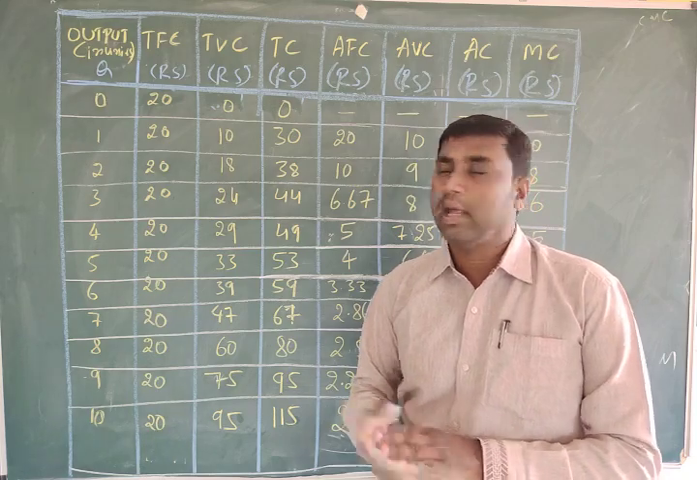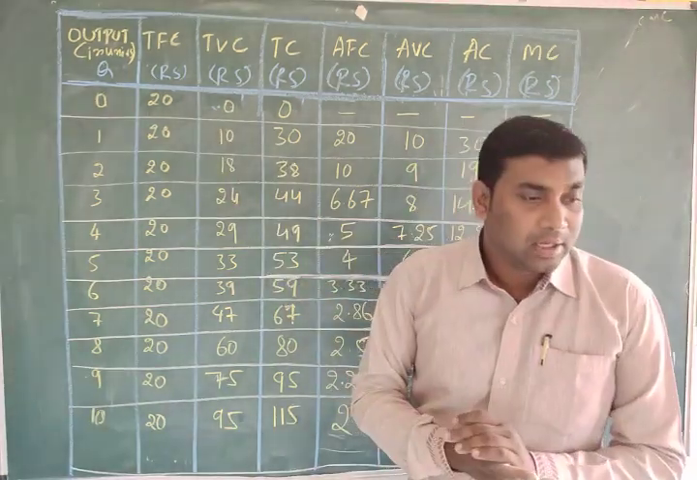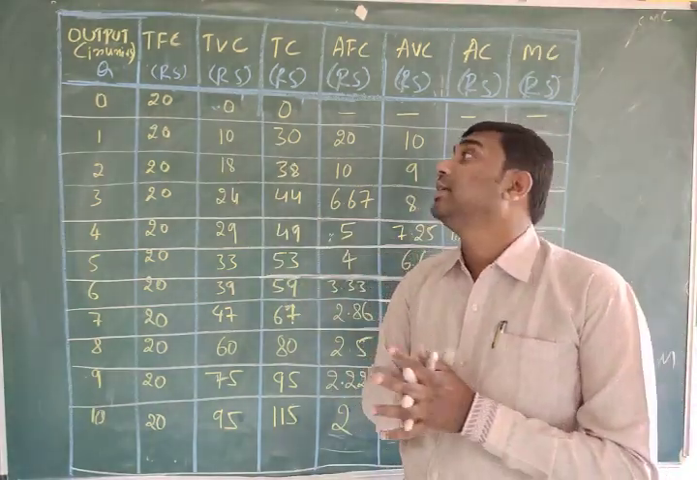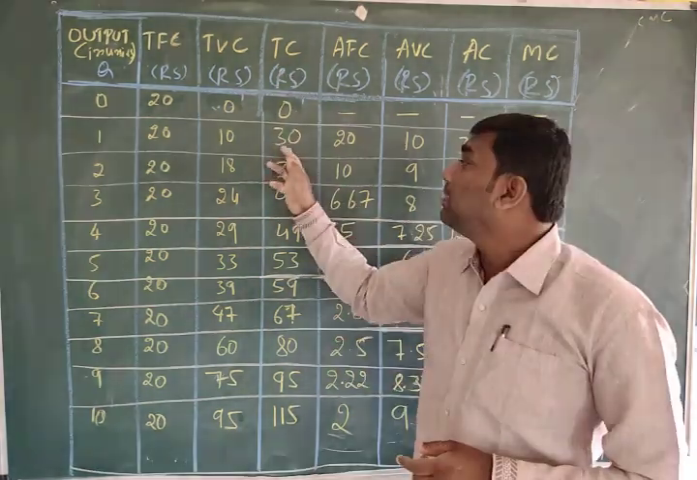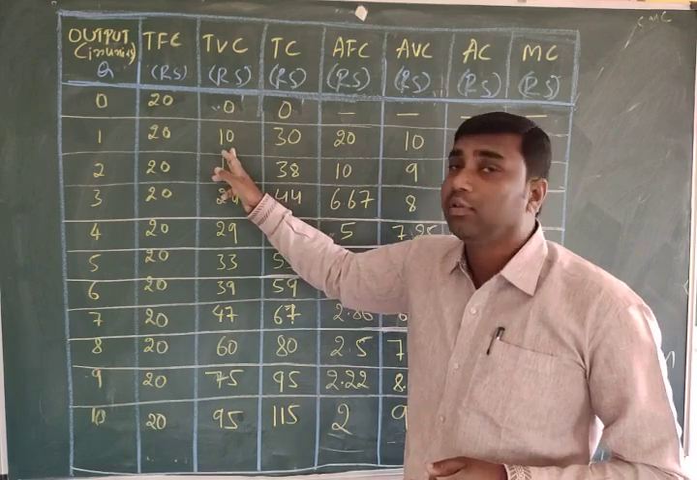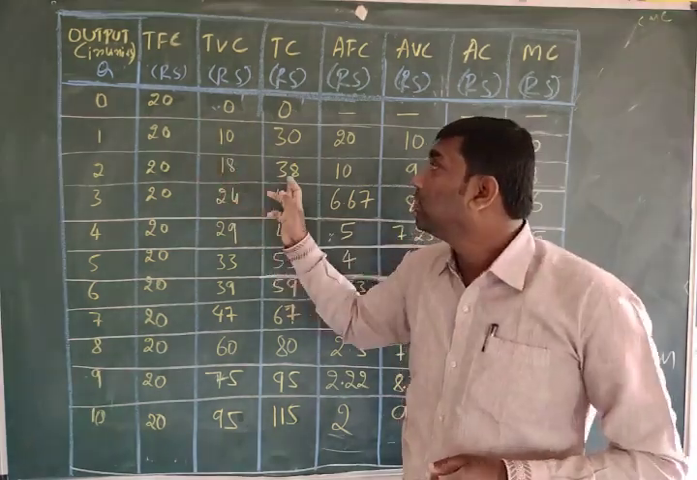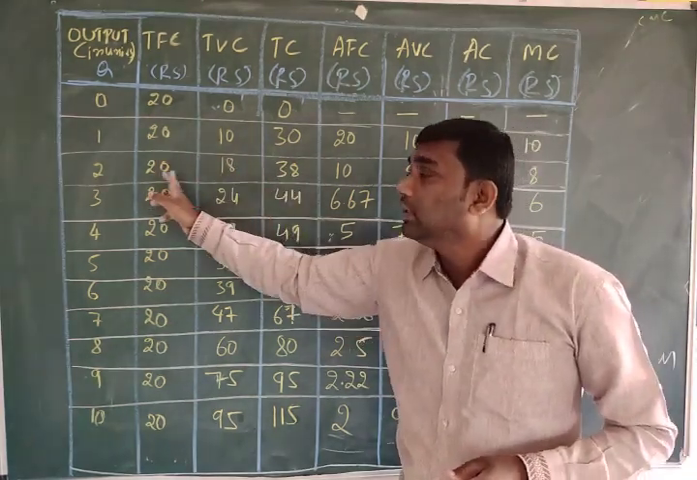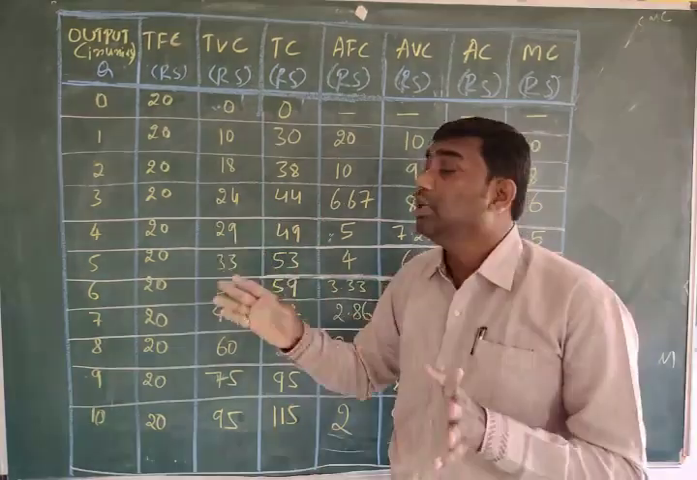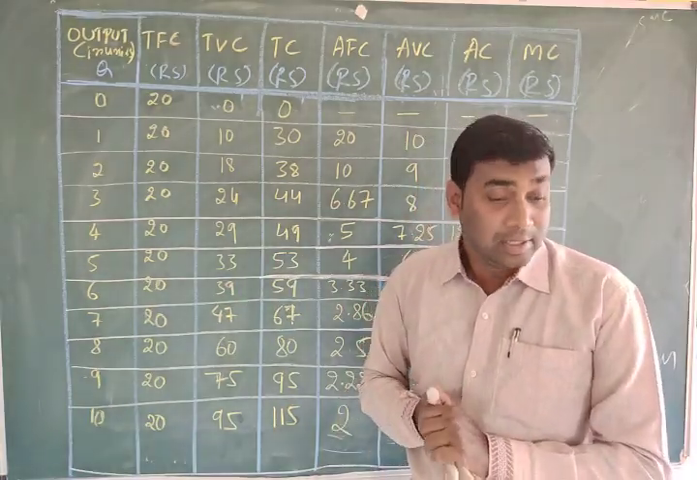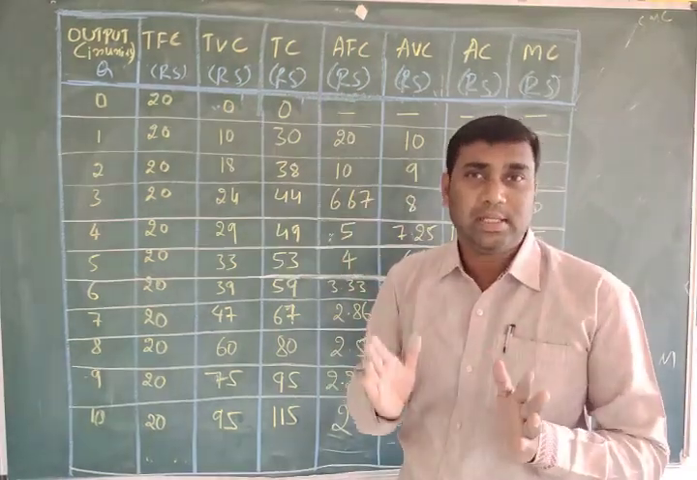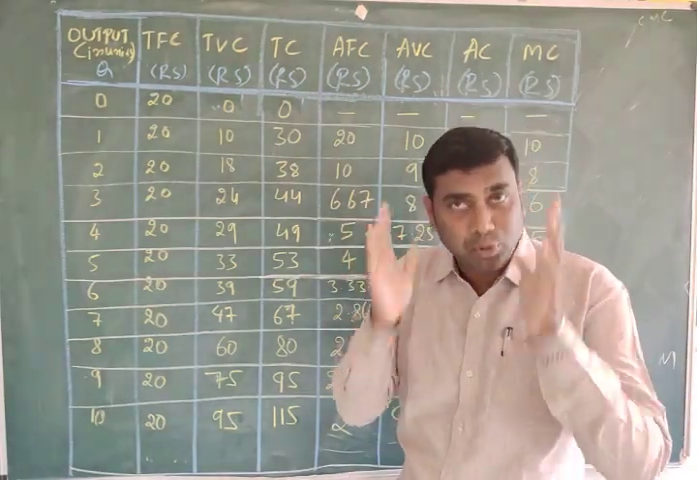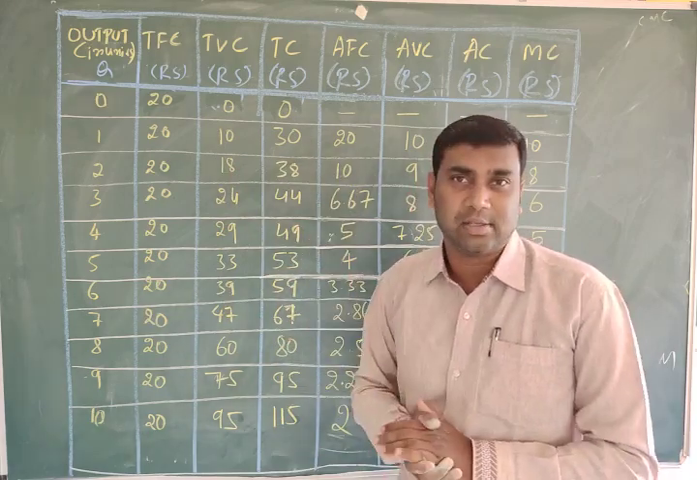Then total variable cost. Actually, TFC we can get with the help of the formula, that is TC minus TVC. Out of 30, if you deduct 10, 20. Out of 38, if you deduct 18, 20. So don't forget, TFC we can get with the help of the formula: TFC equals TC minus TVC. If you work it out, definitely you will get the perfect answer.